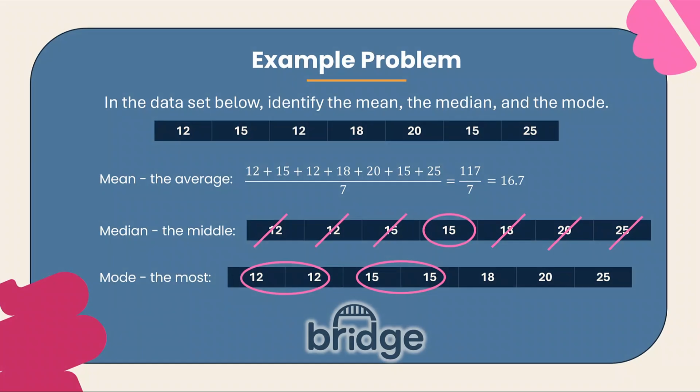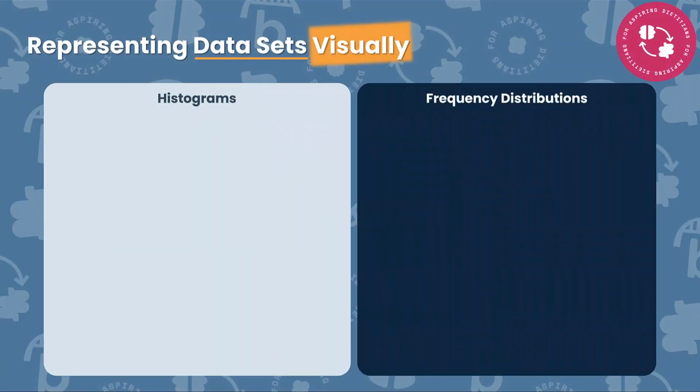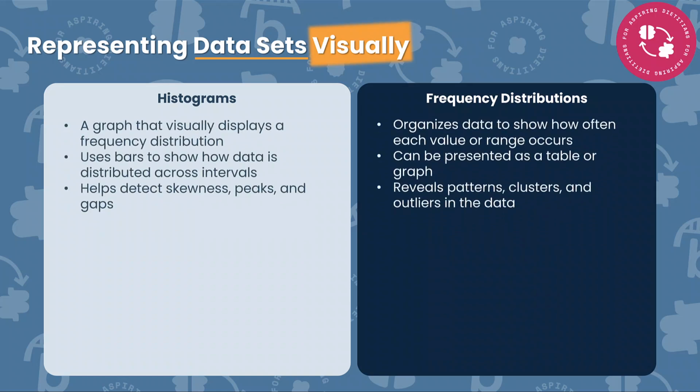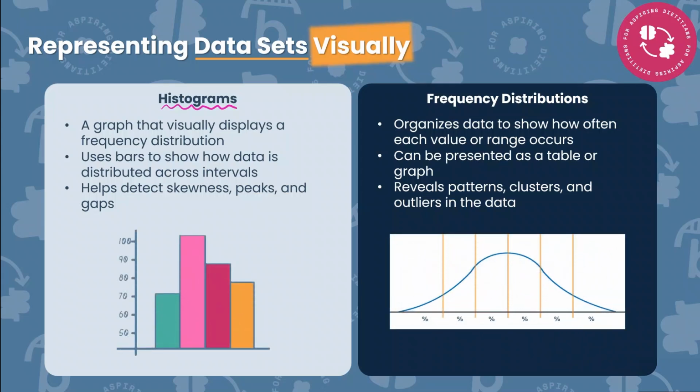Now let's shift from numbers to visuals, because sometimes it's easier to see what's going on in your data when you graph it. Histograms are one of the most common tools. They show how data is distributed across intervals or categories. On the x-axis, you have the values grouped into ranges, and on the y-axis, you have frequency, or how often those values occur. A histogram is technically a type of frequency distribution.